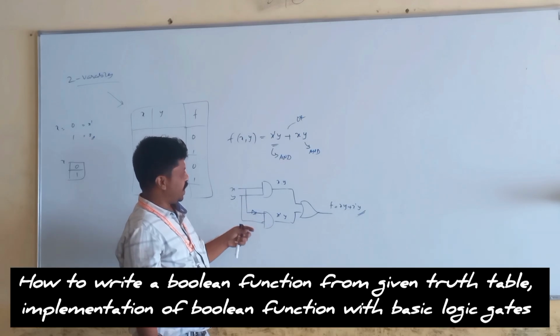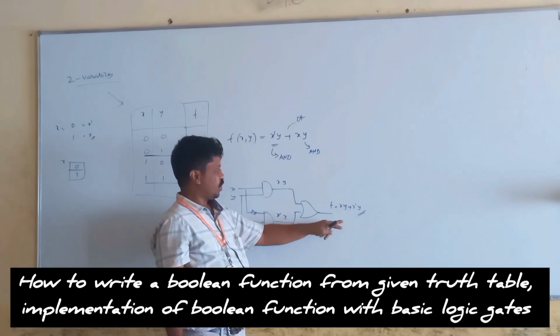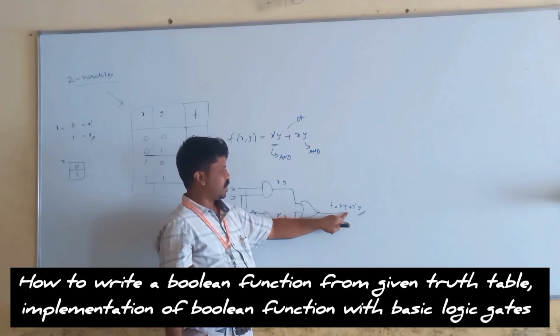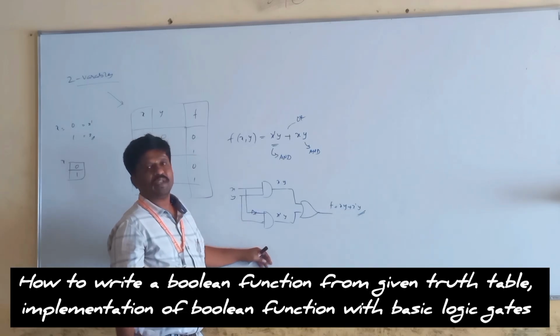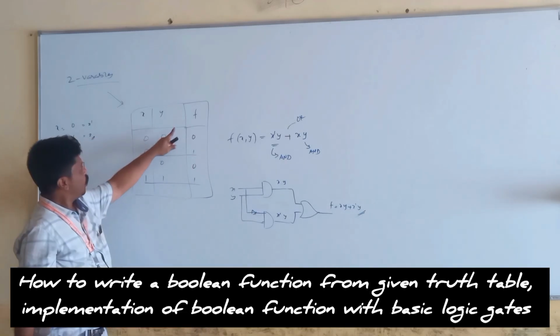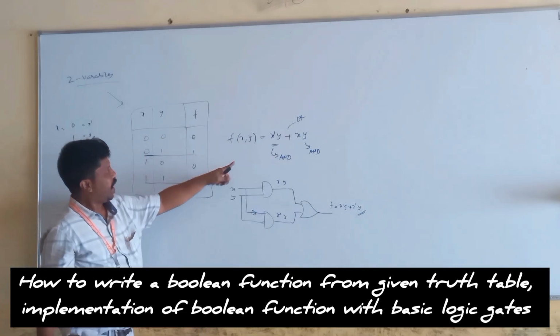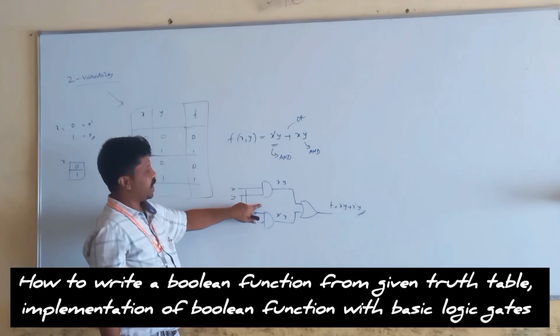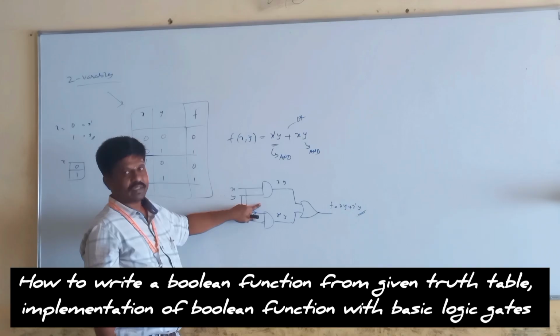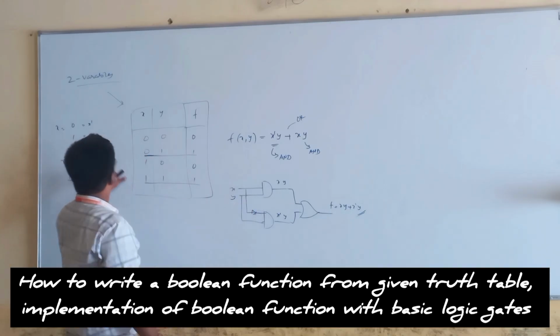We are repeatedly using the one variable, which is taken for the implementation of deriving the Boolean function from the truth table. Whatever Boolean function we got is to be implemented with the basic gates. This is the one part, from the truth table onwards.